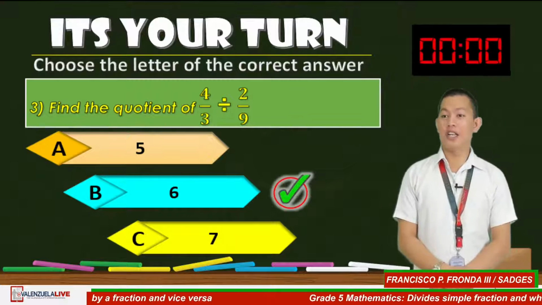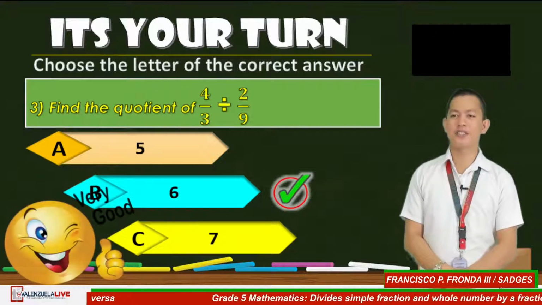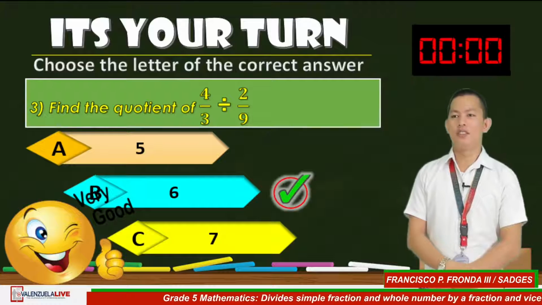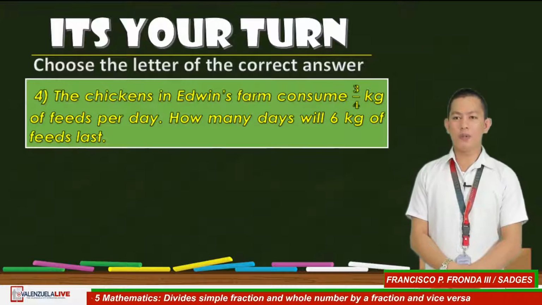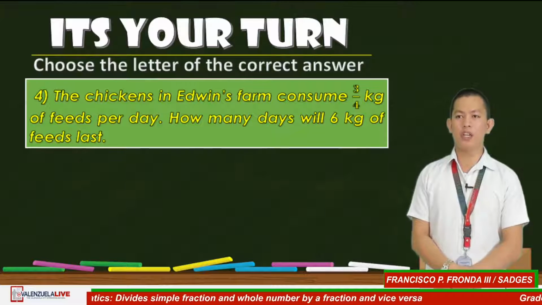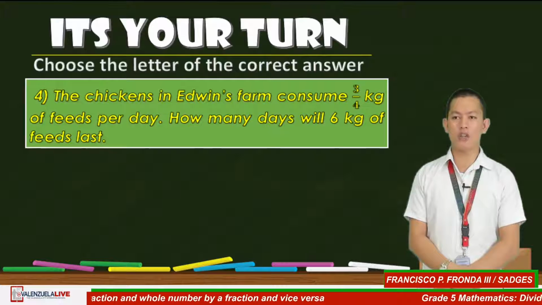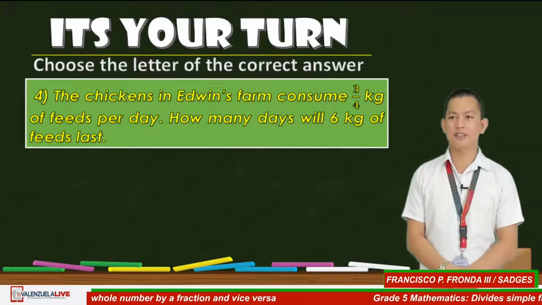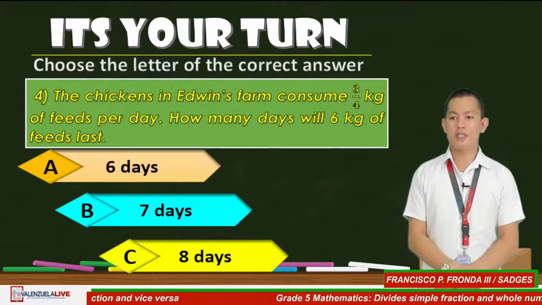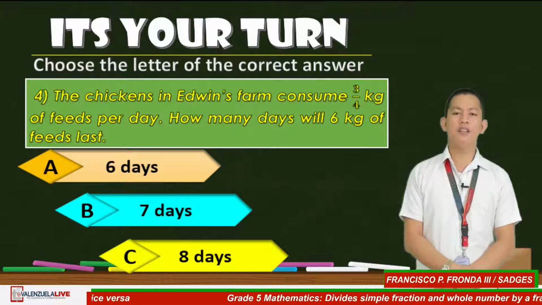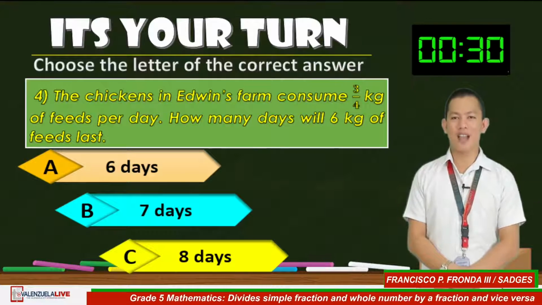If your answer is letter B, 6, you got the correct answer, grade 5 learners. Very good. Now, for number 4, the chickens in Edwin's farm consume 3/4 kilogram of feeds per day. How many days will 6 kilograms of feeds last? The choices are A, 6 days, B, 7 days, C, 8 days. You have 30 seconds. Your timer starts now.